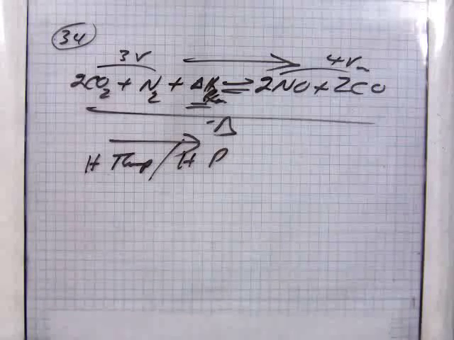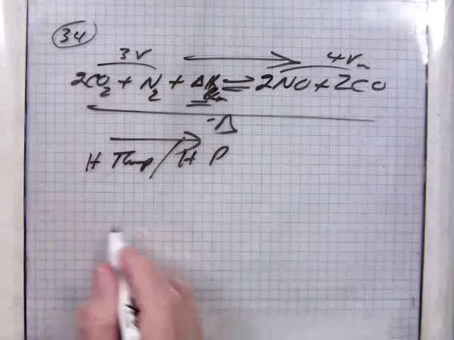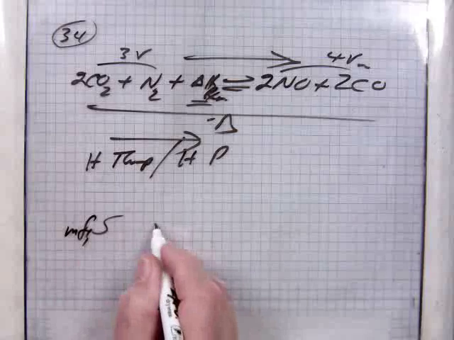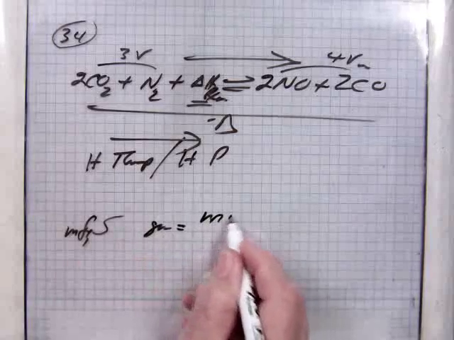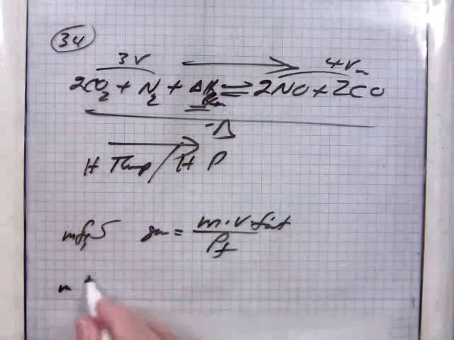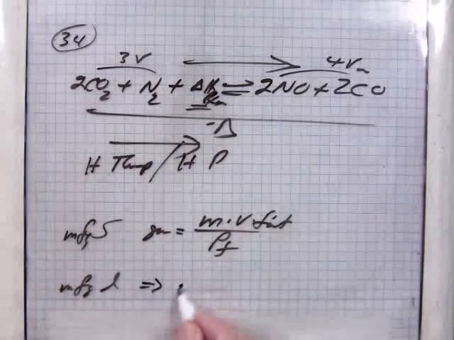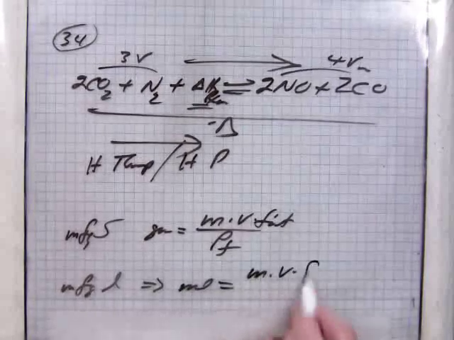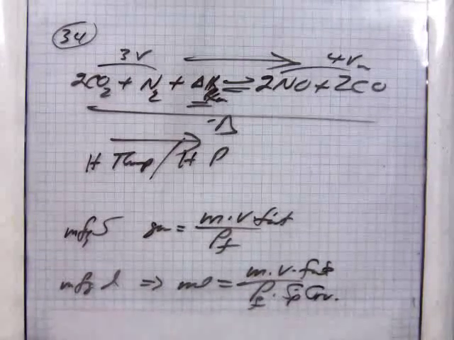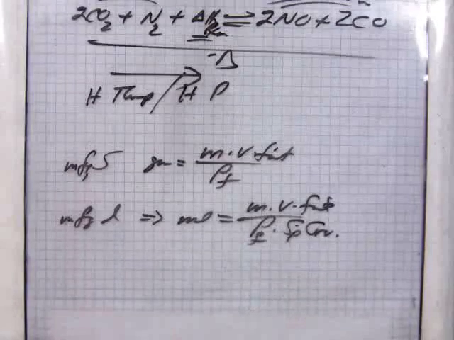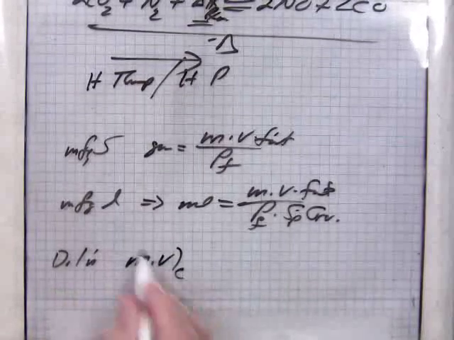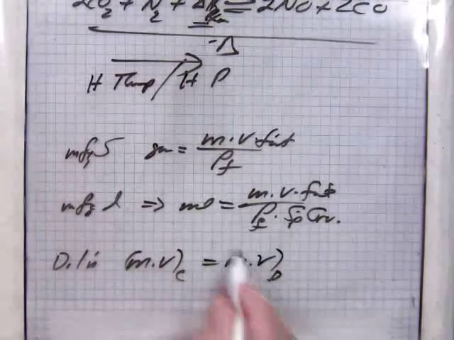There are some more solution problems. Remember, if you have manufactured solid stock, grams equals molarity times volume times formula weight over your purity factor. If you have manufactured liquid, milliliters equals molarity times volume times formula weight over your purity factor, and you have to include specific gravity, which is the density number. If you have to dilute, the dilution equation is molarity times volume of the concentrate equals molarity times volume of the diluted sample.